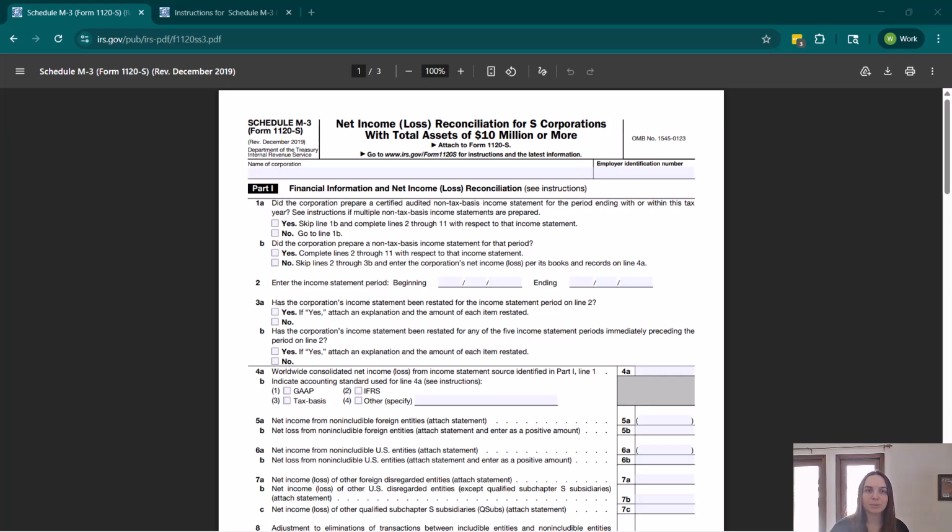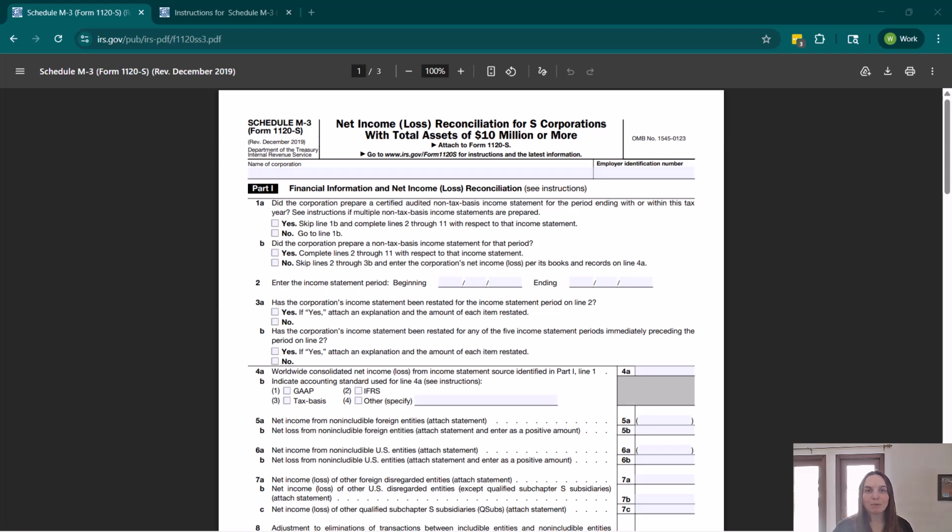We're going to be working through Schedule M-3 today for our Form 1120-S. As a reminder, Form 1120-S is the S Corporation tax return. Schedule M-3 is also applicable to Form 1120, which is the C Corporation tax return, and Form 1065, which is your partnership tax return. Okay?